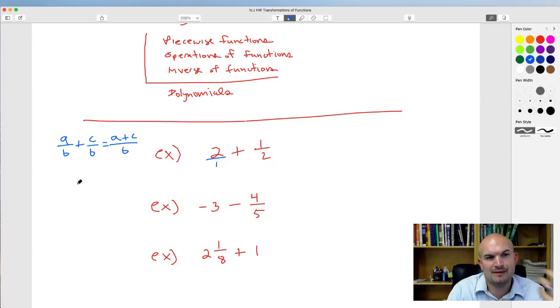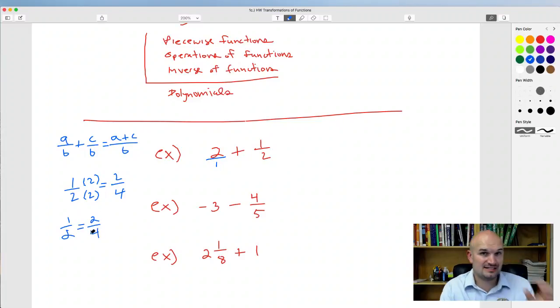And so right now I have 2 over 1 plus 1/2. Well, if I want to get common denominators, think about this. If I look at 1/2 and I multiply 1/2 by 2 over 2, I now have 2/4. Well, 1/2 is equal to 2/4. Are they exactly the same? No. But are their values exactly the same? Yes. So as long as you multiply the same number on the top and the bottom, you produce an equivalent fraction. So you're not actually changing the value.